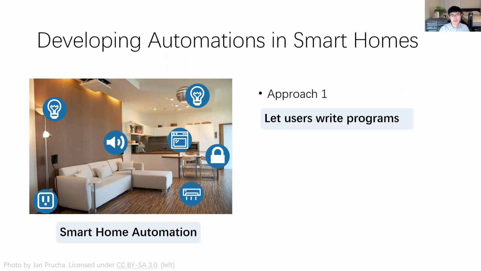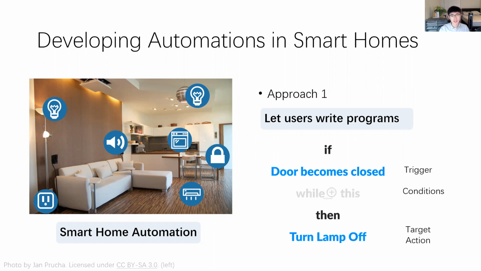For example, we can let users write programs. A very easy to understand and popular syntax for end-user programming is trigger action program in the format of if this, then that. For example, if door becomes closed, turn lamp off. However, handling complicated tasks can become confusing to end users.